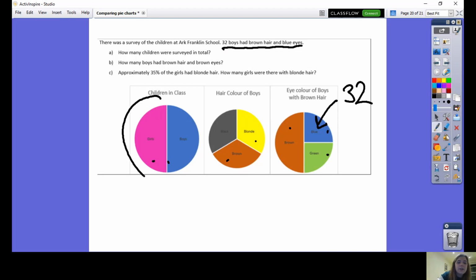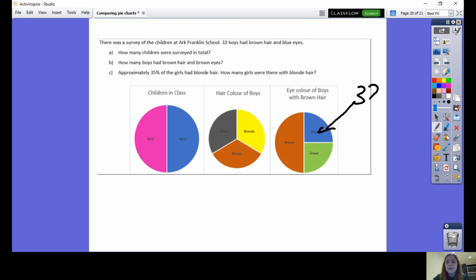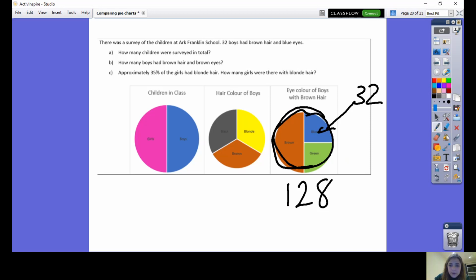I'm being asked how many children were surveyed in total. I told you to use the information from 3 to get to 2 and from 2 to get to 3, and I'm going to show you what I meant there. I know 32 people were boys with brown hair. That means this whole pie chart will be 32 times 4. 32 times 4 will be equal to 128. All of these people are 128 people, and all of these people are the children with brown hair. That tells me this part here is 128.